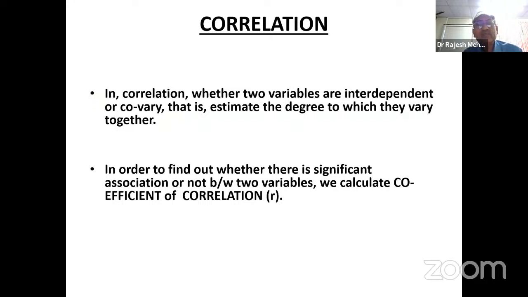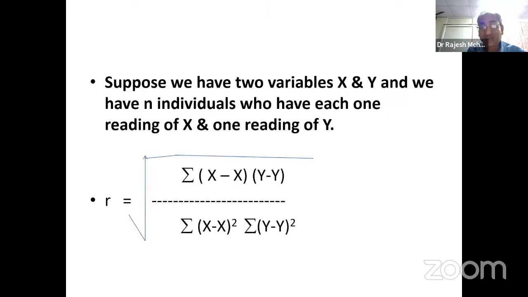In correlation, we see whether two variables are interdependent or co-vary, that is, we estimate the degree to which they vary together. If one increases, the other also increases. In order to find out whether there is a significant association between two variables, we calculate the correlation coefficient, known as R. The formula for R is the variation of X and the variation of Y, each from the mean, divided by the summation of the variations.